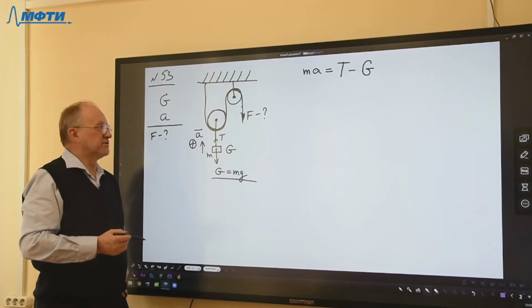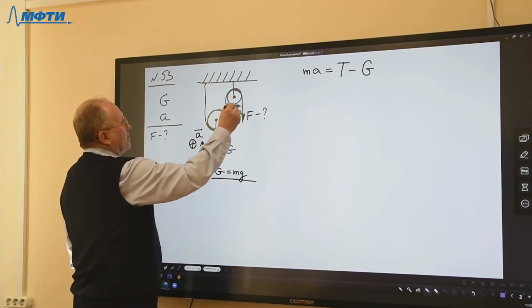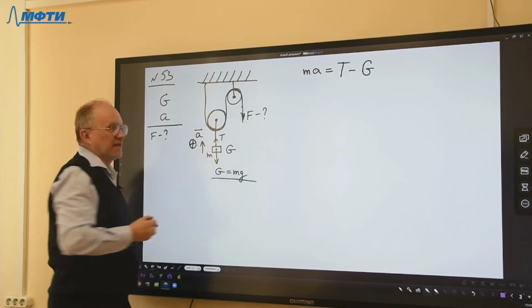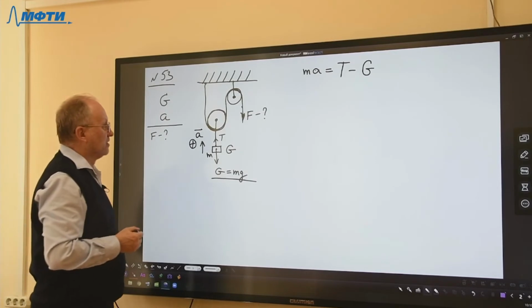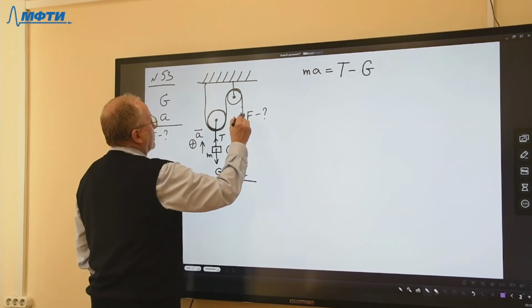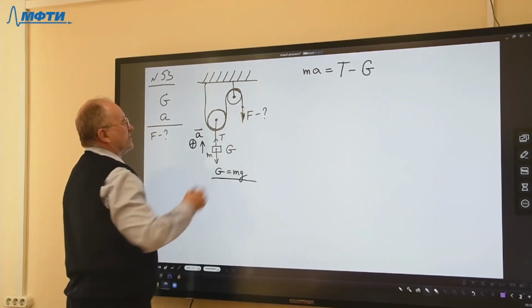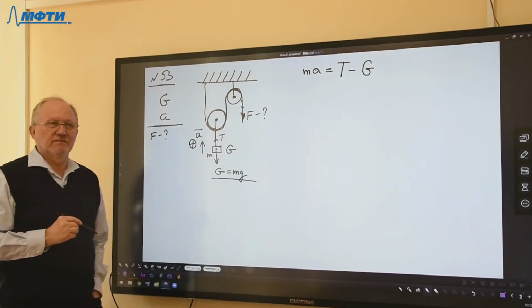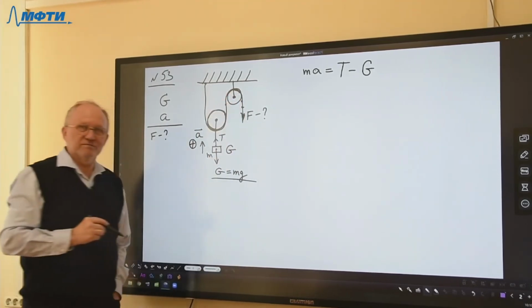We don't have to take it into account because the influence of the masses of the string and the pulley is negligible. The influence is very, very small. We can neglect it. Therefore, force F acting here at this point will be the same as the force F acting here at this point of the string, and it will be the same as the force acting at this point of the string.